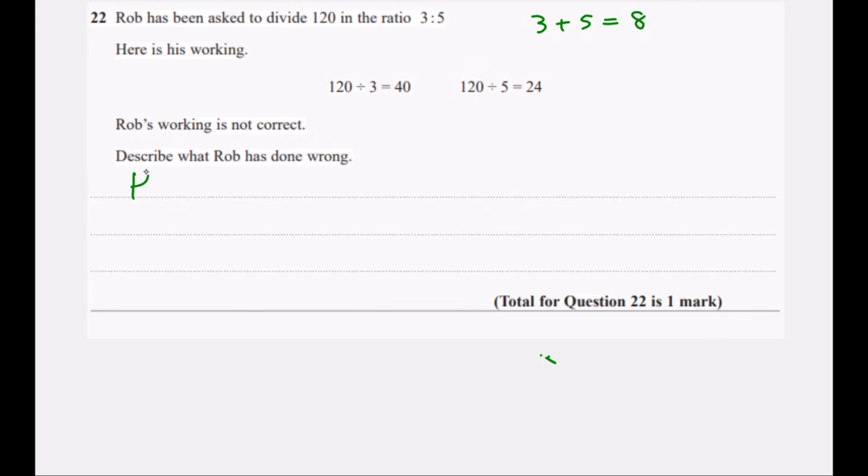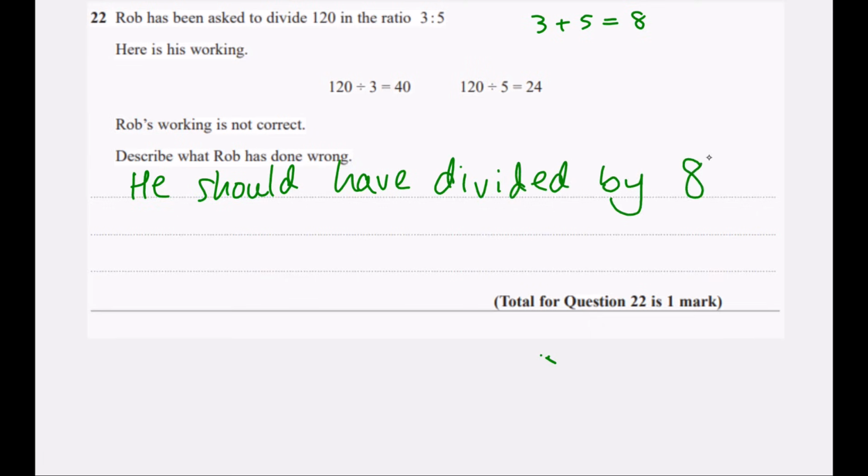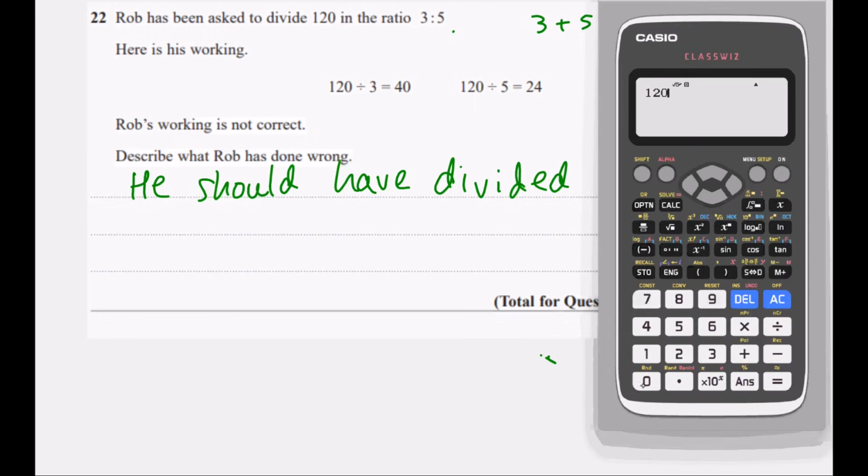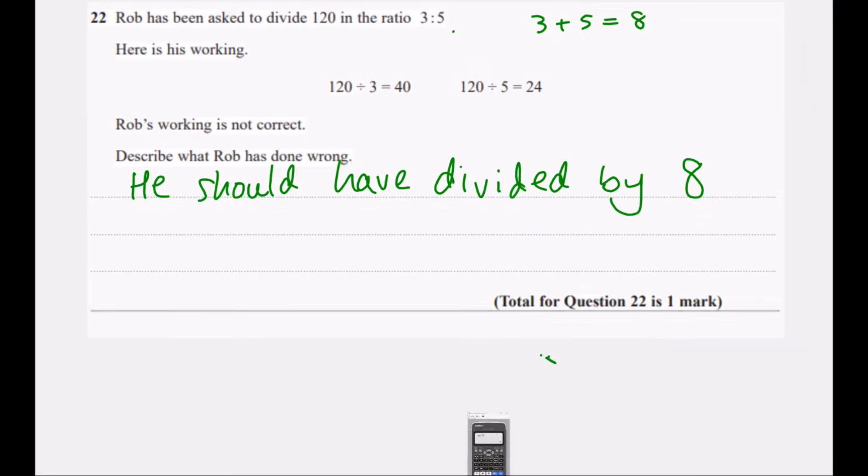So he should have divided by the number of parts, which is 8. And then he would have had 3 of that and 5 of that. So we should have done 120 divided by 8, 15. So each part is 15. And then 15 lots of 3 and 15 lots of 5. That's what he should have done, but he didn't.